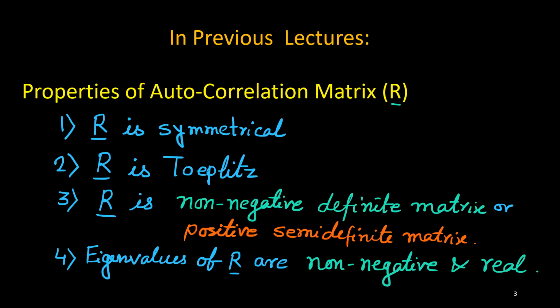In previous lectures, a total of 8 properties of R have been discussed. First, R is symmetrical. Second, R is Toeplitz. Third, R is a non-negative definite matrix or positive semi-definite matrix; both are the same. Fourth, the eigenvalues of R are always non-negative and real.